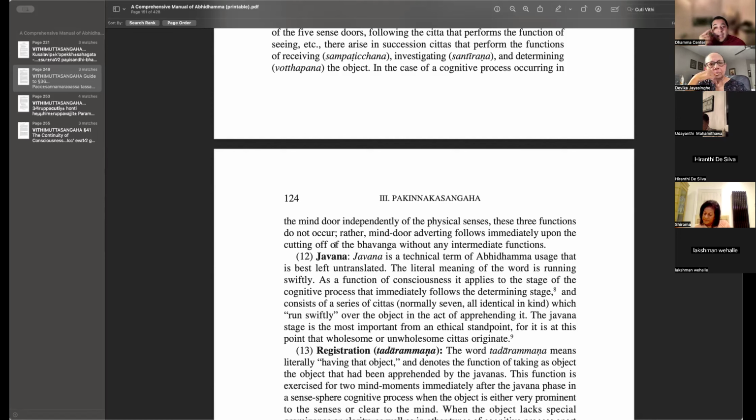That is what it is. So, in order to process a physical object, it takes more functions to make that happen than a mind object.